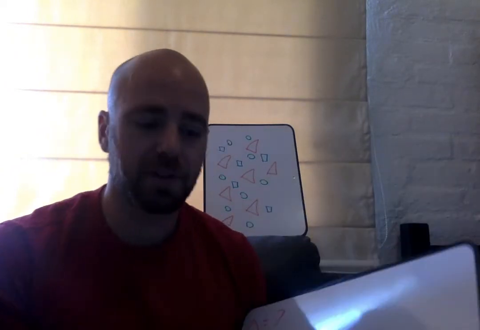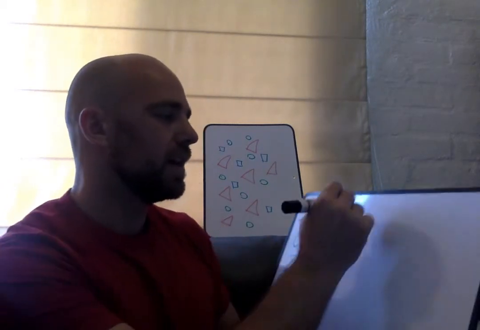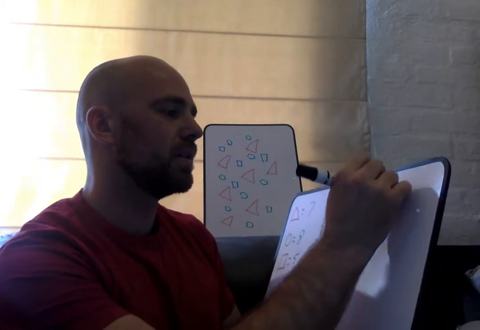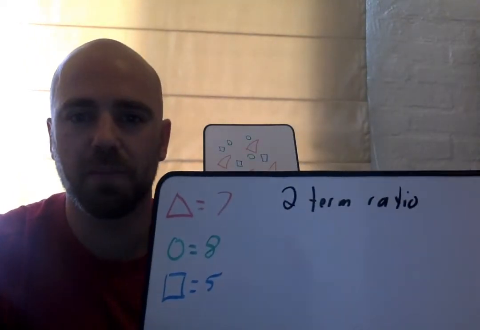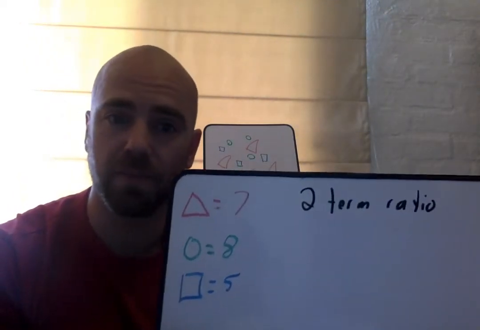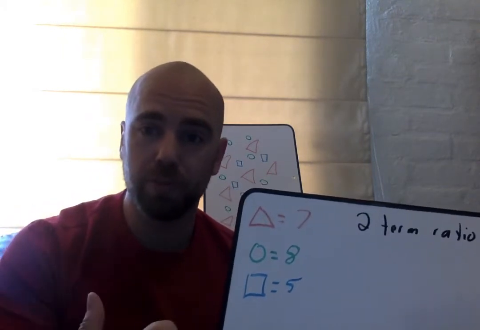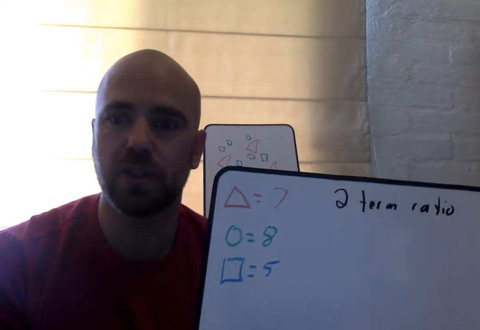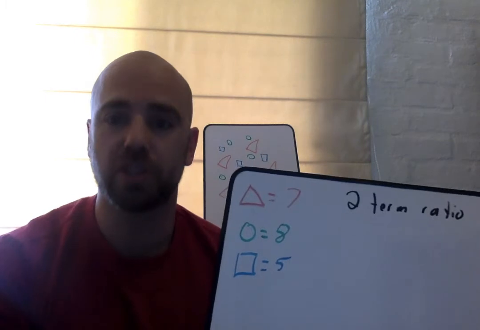There are a couple of different types of ratios that we are going to talk about. The first one is called a 2-term ratio. Just to emphasize, a ratio is a comparison between 2 things. So we can do a whole group ratio. If I was to say, what is the ratio of red triangles to all shapes?